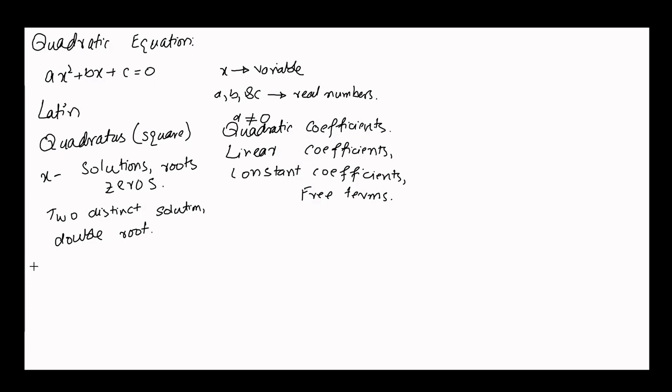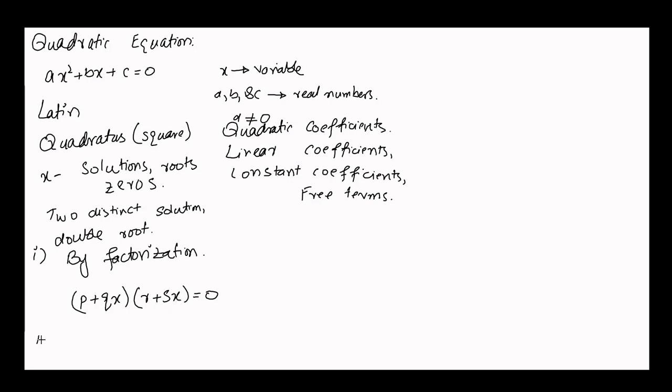Now quadratic equations can be solved by three methods. One is by factorization, in which the quadratic equation can be written as one factor (p + qx) and another factor (r + sx) equal to 0.